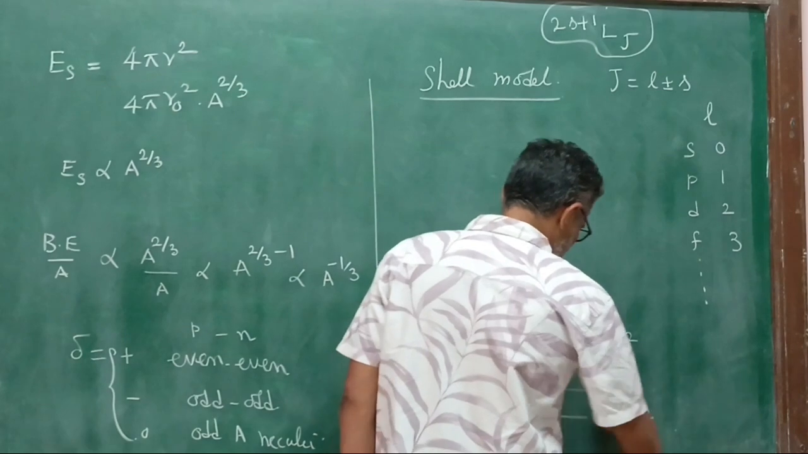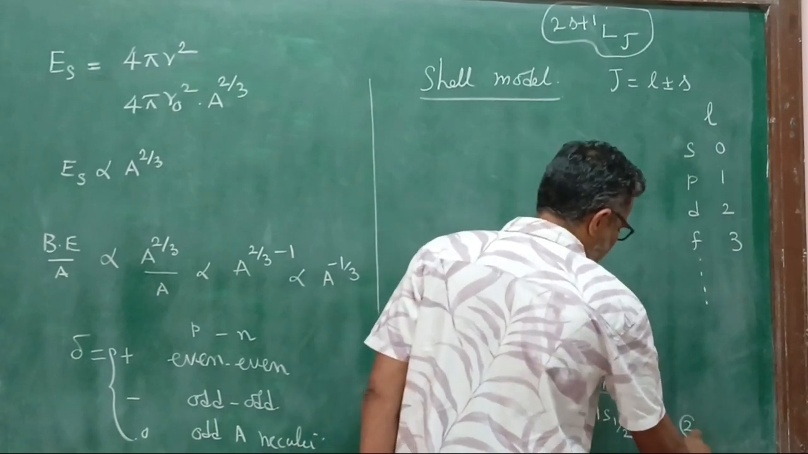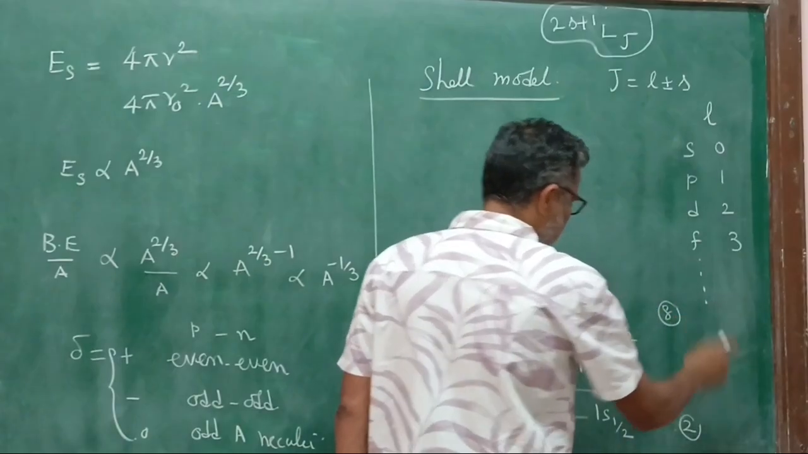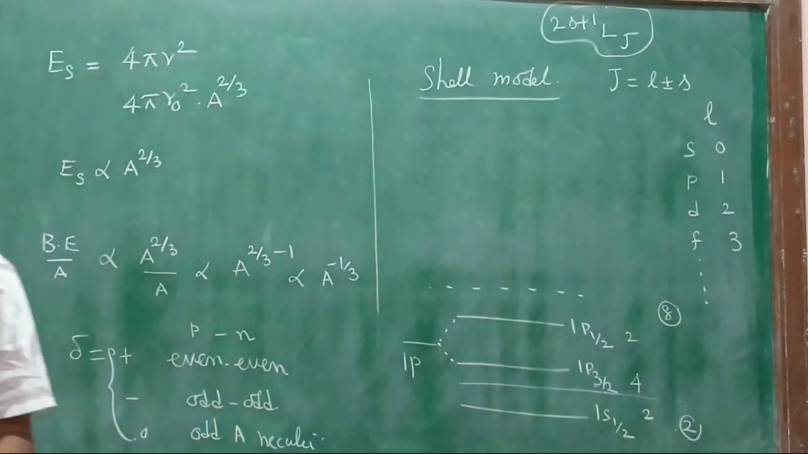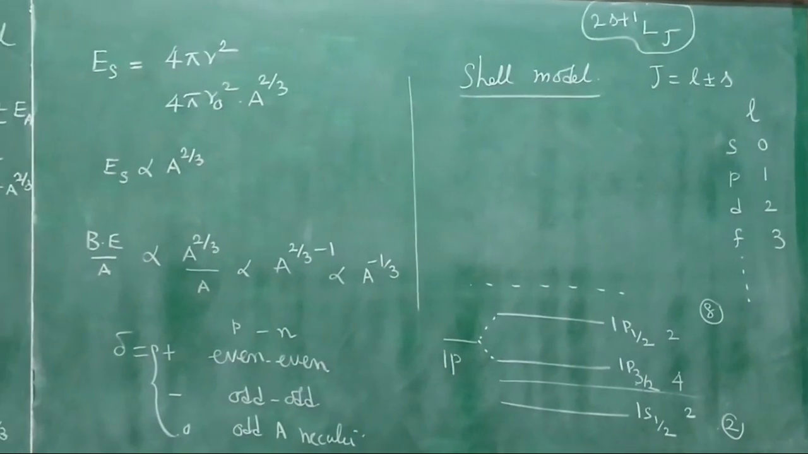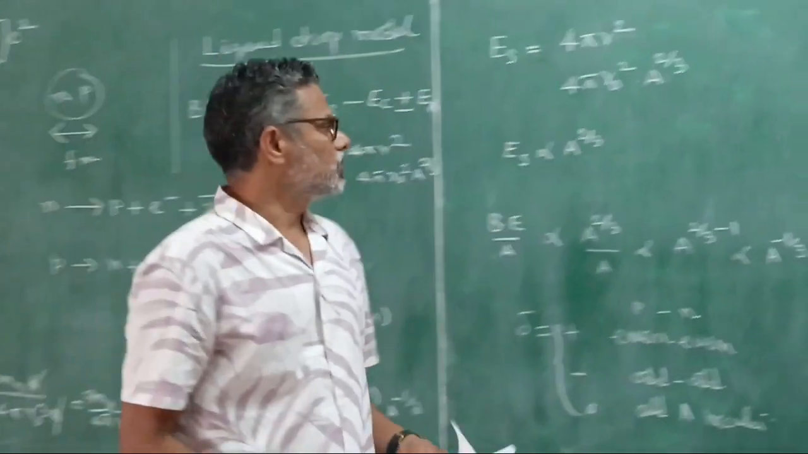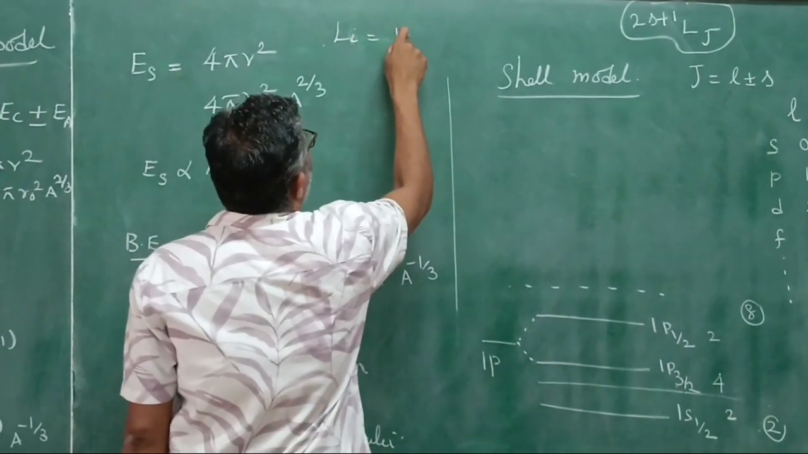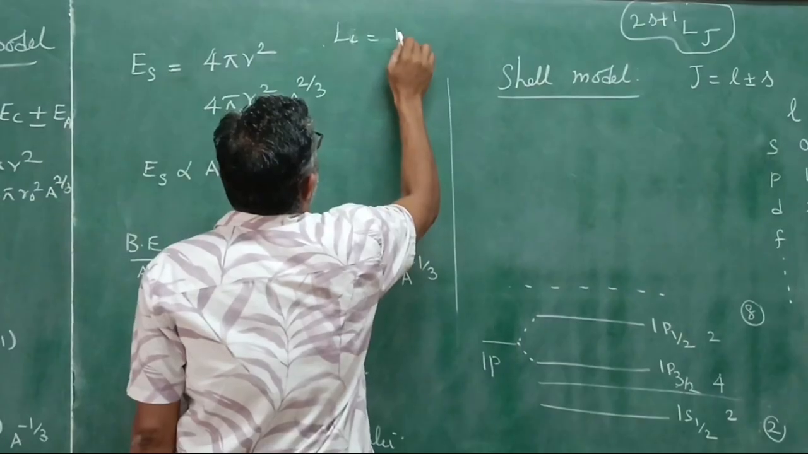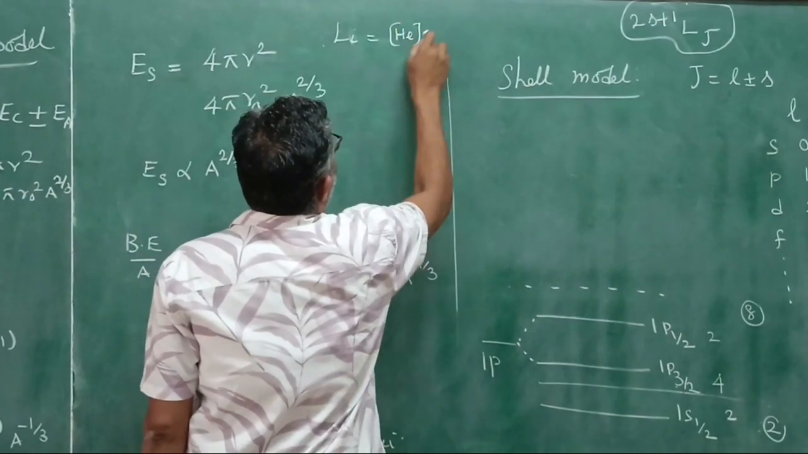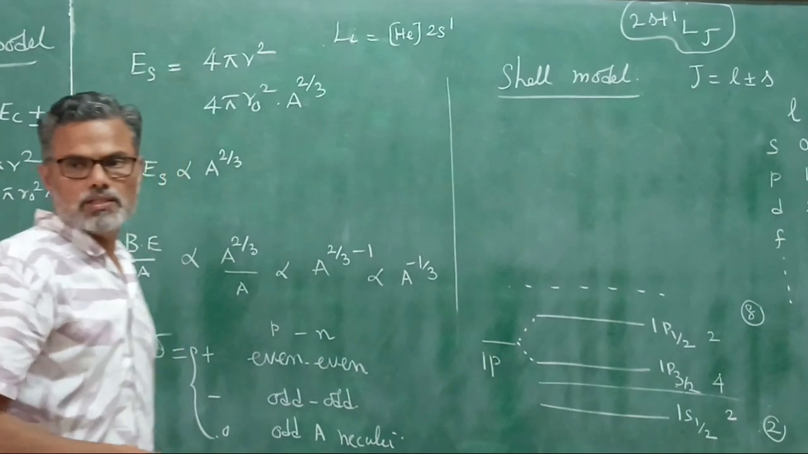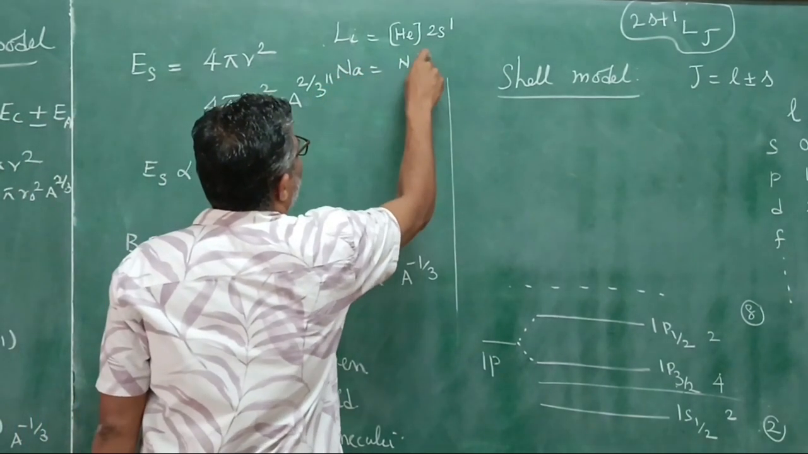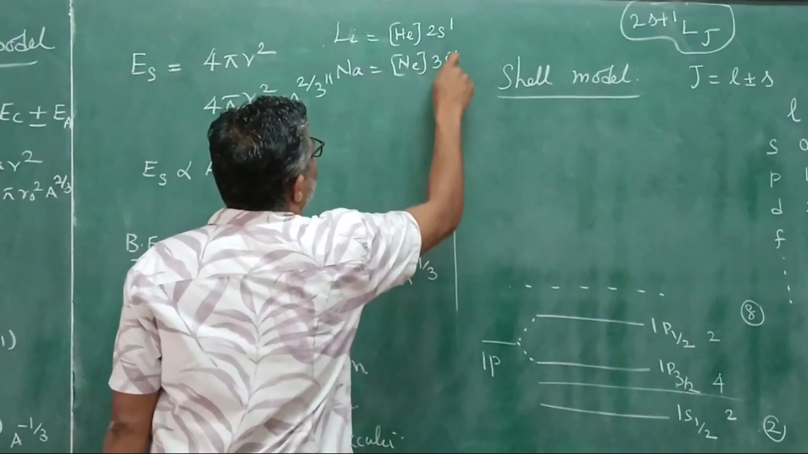So 2 is completely filled, and then 2, 4, 2, again the total number is 8. That means the shell is complete, like helium, argon, krypton, they are closed shells. So lithium can be written as helium and then 2s. For sodium, it's 11, you can write neon, which is a completely filled orbit, and then 3s¹.